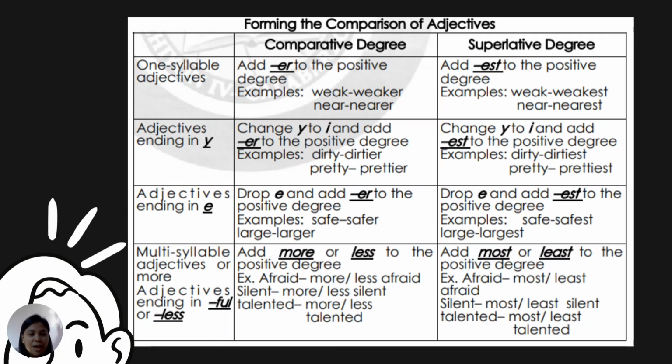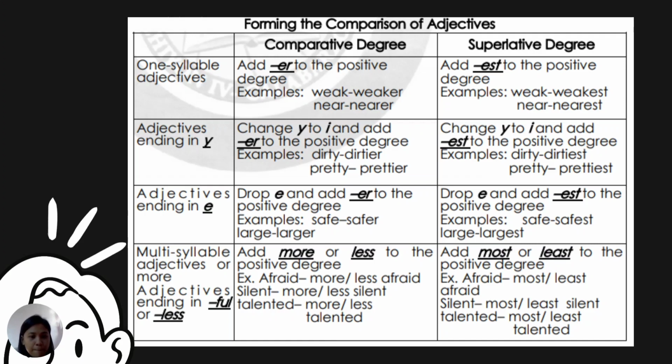And in forming comparison of adjectives ending in letter E, drop E and add ER to the positive degree. Examples: safe, safer, large, larger. And in superlative degree, drop E and add EST to the positive degree. Examples: safe, safest, large, largest.